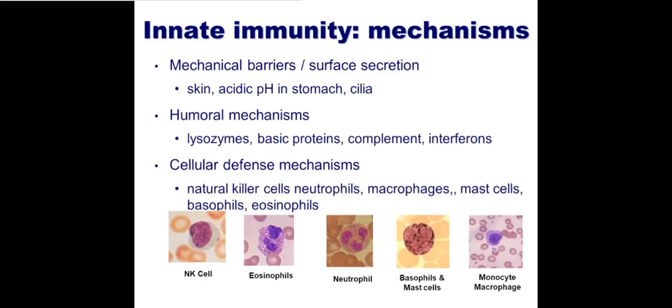The mechanism of innate immunity. The main mechanical barriers and surface secretions of innate immunity are skin, acidic pH in the stomach, and cilia. These are the main mechanical barriers of the innate immunity.